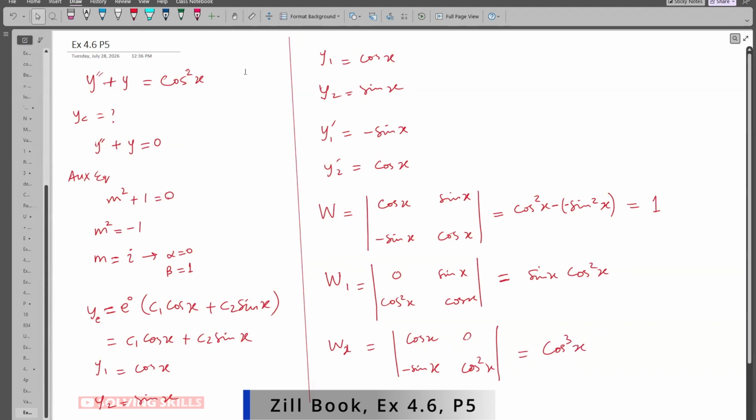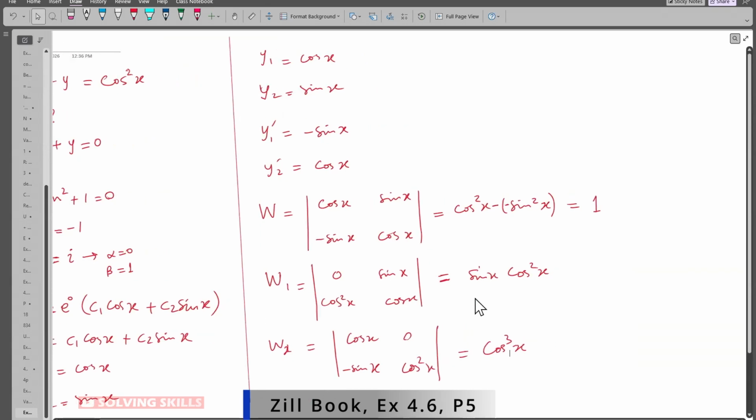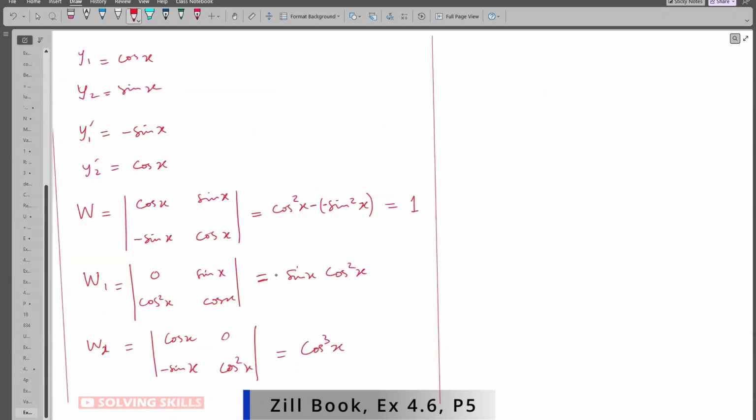Now we have W1, W2. All we need to do is divide. So there should be a minus sign over here. Okay. So u1 prime equals W1 divided by W. W1 is minus sine x cos square x, and W is 1. So we get u1 prime equal to minus sine x cos square x. And similarly, u2 prime is W2 divided by W, and W2 is cos cube x, and W is 1. So we get cos cube x.